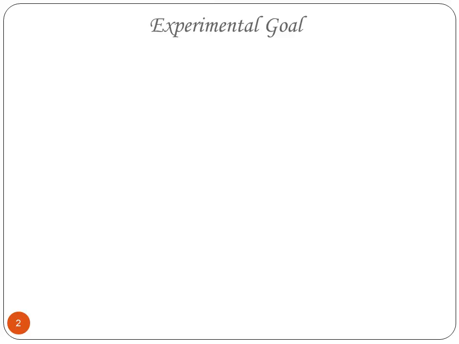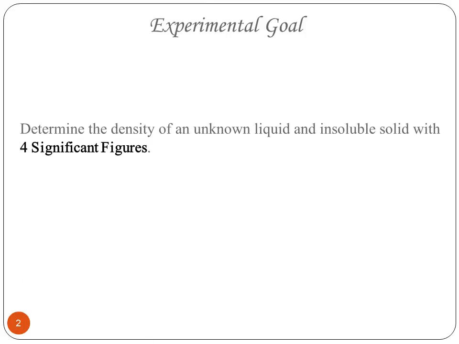The first thing you need to do is to read your handouts and find out the experimental purpose. After you read your handouts, you find that the experiment purpose is to determine the density of an unknown liquid and insoluble solid with 4 sig figs. To determine the density of a liquid may not be difficult. You probably have done this in high school. However, to obtain a 4 sig fig density with the electronic balance and a graduated cylinder is a different story.